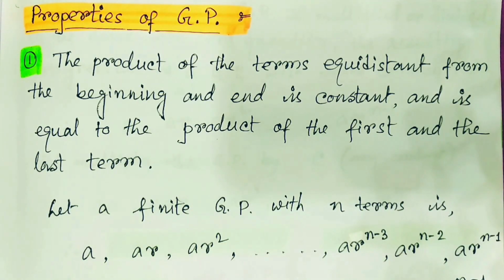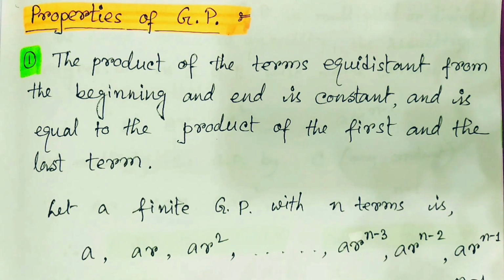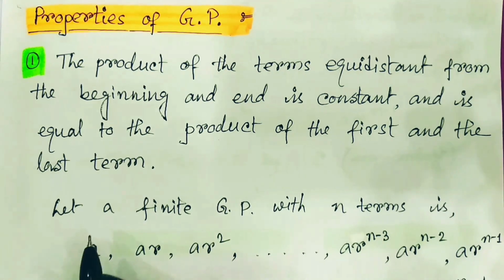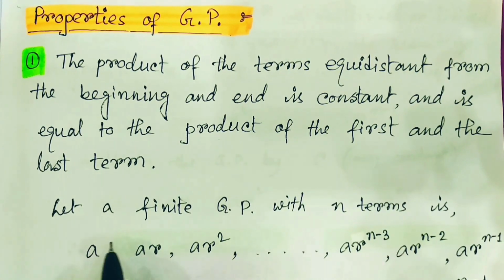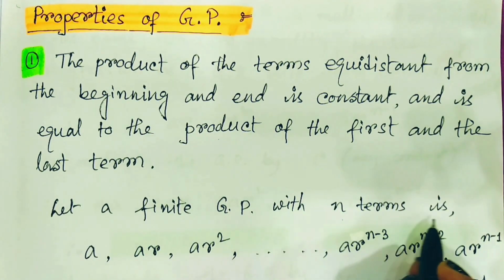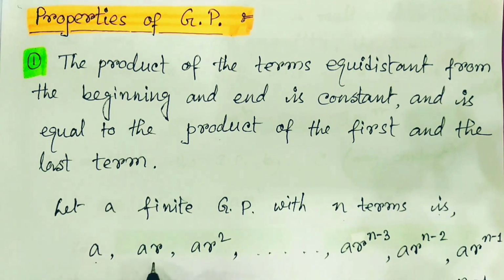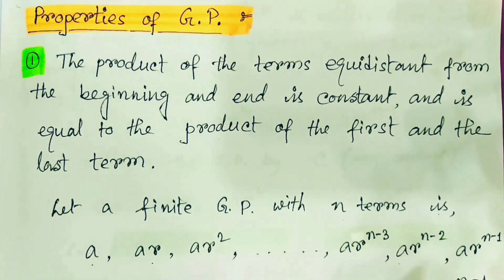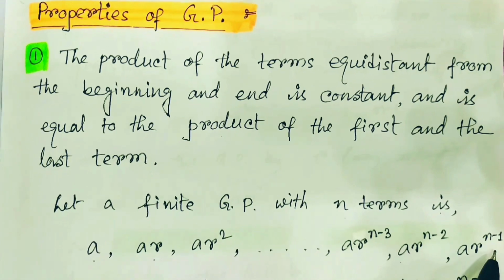Now a few properties of the GP series. Some important properties are there for the GP series. So the first property is the product of the terms equidistant from the beginning and end is constant and is equal to the product of the first and the last term. So what it says: take a finite GP series with n number of terms, let it be a, a r, a r square in this way. So the last term is a r to the power n minus 1.